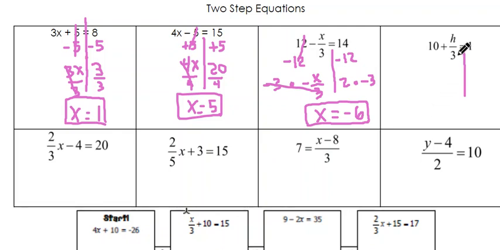All right, this equation over here, I have 10 plus h divided by 3 equals 1. So I need to get rid of that 10 first because it's not with my variable. So that's a positive 10. I got to do minus 10 to get rid of it.